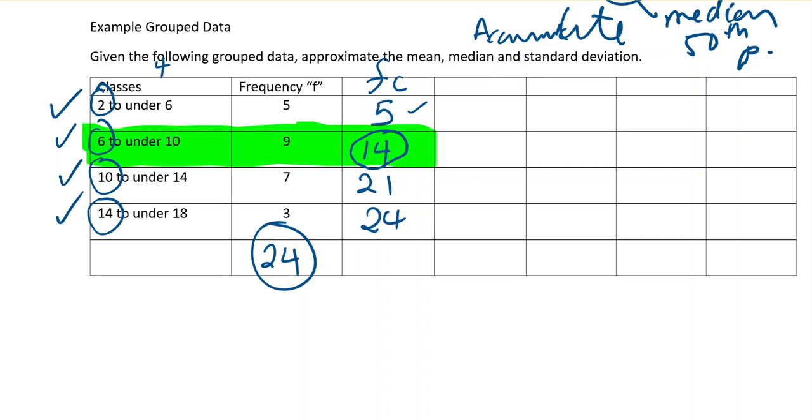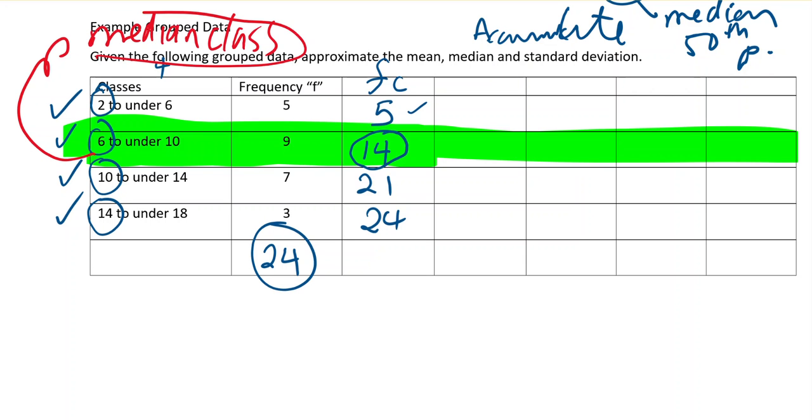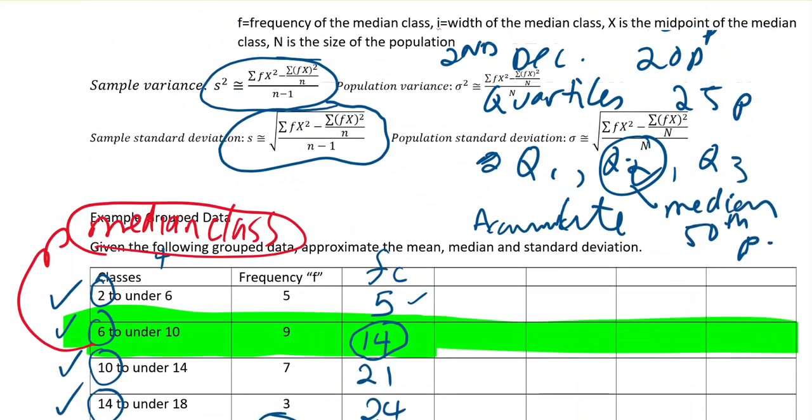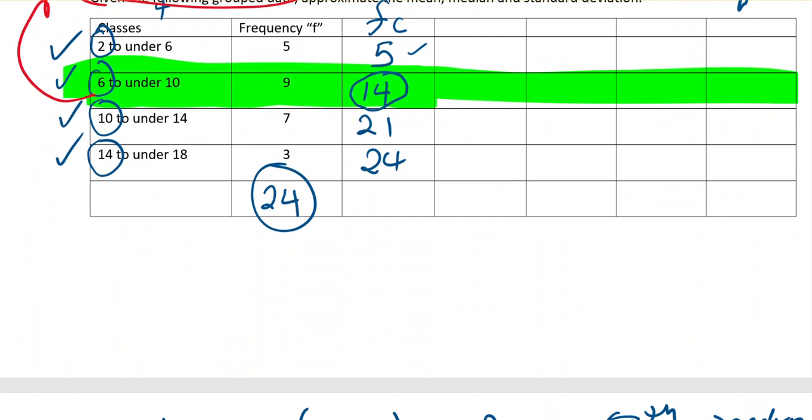So I know that this green one here, this is what we call our median class. This is the class that contains the median. The median is inside this class. So now we've narrowed that down. Let's go back to our formula. If we look at our formula, we're looking for L. L is the lower limit of the median class. So I know L must be 6.